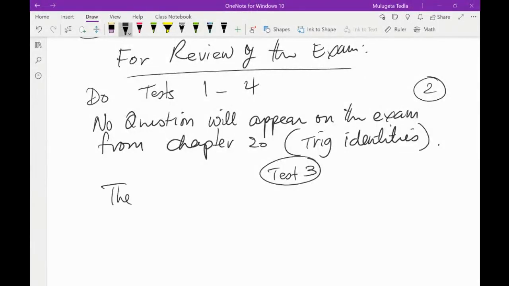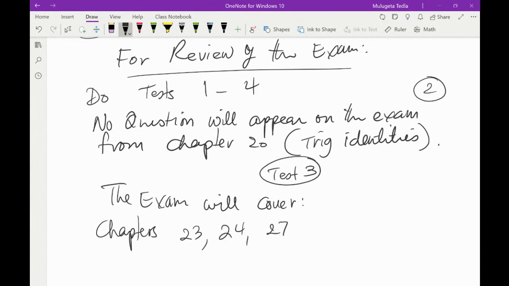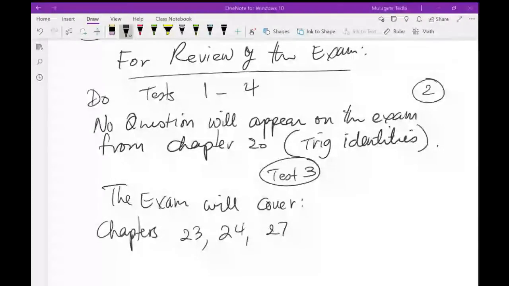So the exam will cover chapters 23, 24, and 27. The exam time is 9 to 12. You have 3 hours. I'll give you a very small exam, which is 4 pages. It will be 4 pages, and then you have 3 hours. So you have lots of time.